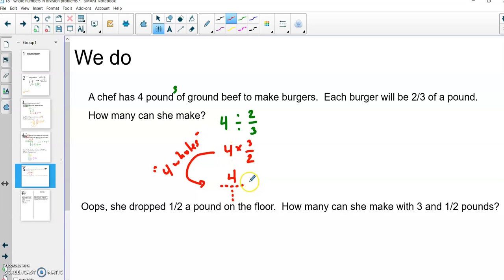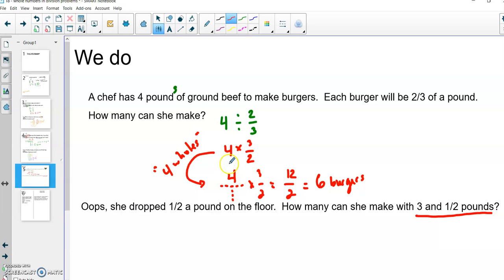And that I can multiply by 3/2. No problem. 4 times 3 is 12. 1 times 2 is 2. And 12 halves, 2 halves makes 1, 4 halves makes 2, and so on. That's actually equal to 6 burgers. So that's how you deal with a whole number when it is by itself. For part B of the question, I'm saying, oops, she dropped half a pound on the floor. How many can she make now with 3.5 pounds of beef instead of 4?